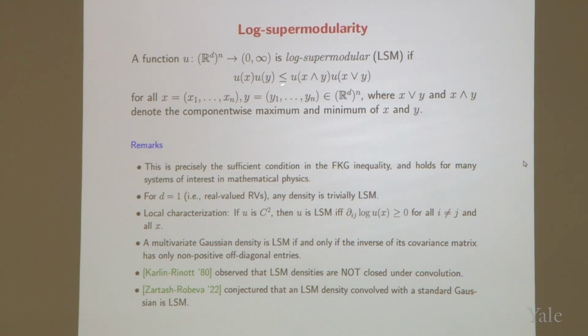This class of densities has been studied in various classical works going back to, for example, Karlin and Rinott, who observed that log supermodular densities are not closed under convolution. This turns out to be relevant for us. In contrast, Saumard and Robeva recently, motivated by work on kernel density estimation, which connects to other themes of this workshop, conjectured that even though log supermodular densities are not closed under convolution, nonetheless, if you convolve a log supermodular density with a standard Gaussian, it is still log supermodular.